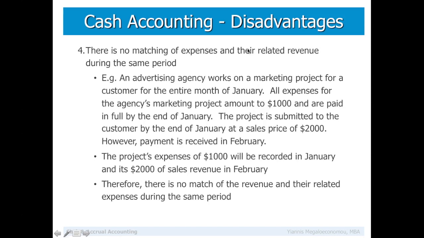So in that case, the project's expenses of $1,000 will be recorded in January. Why? Because they were actually paid in January. However, the associated sales revenue will be recorded in February because payment from the customer will be received in February. So we see that there is no match of the revenue and the related expenses during the same period.